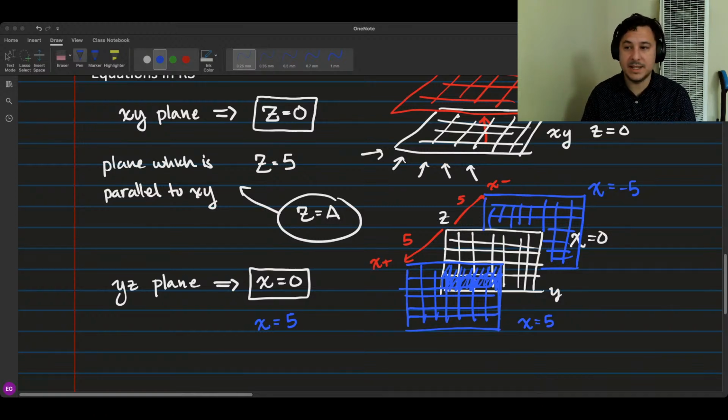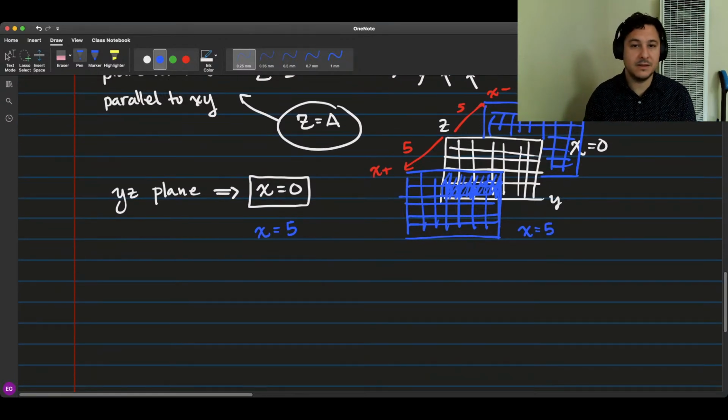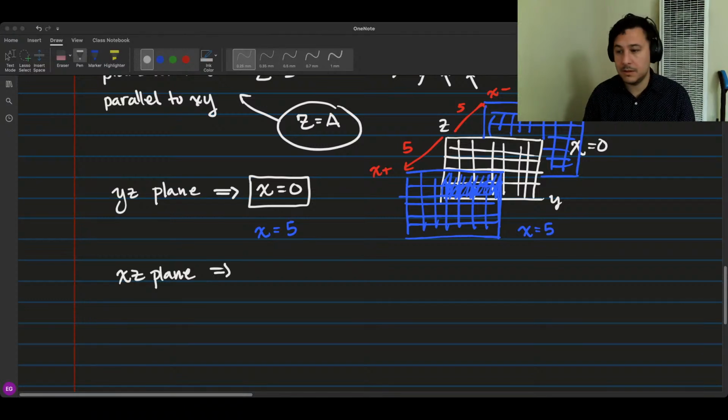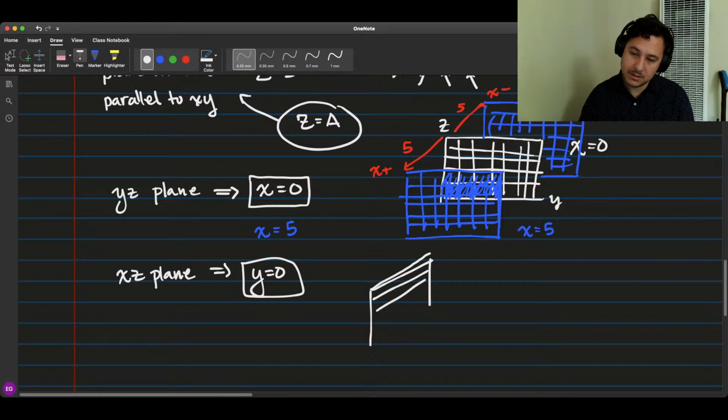So what's the equation for the xz plane going to be? Y equals 0, thank you. Boom. And the xz plane looks something like this. Right, because you have the x-axis, you have the z-axis. This is y equals 0.